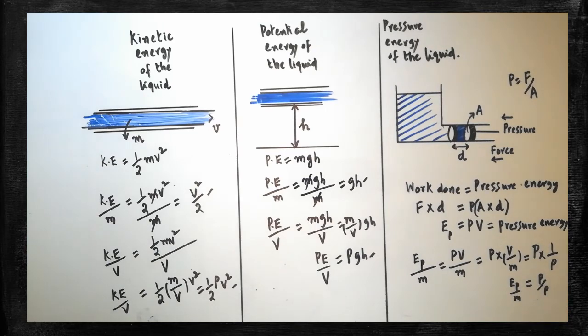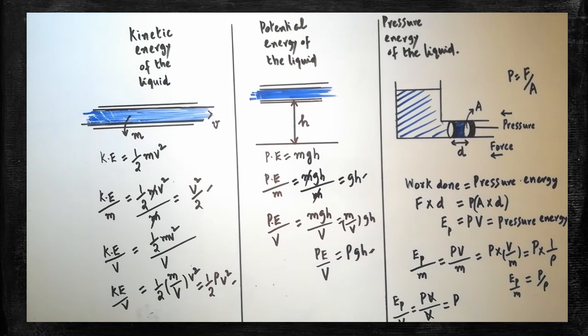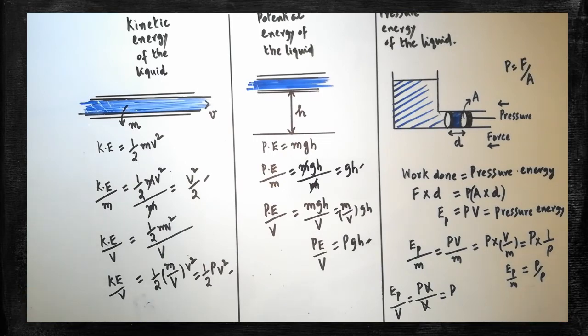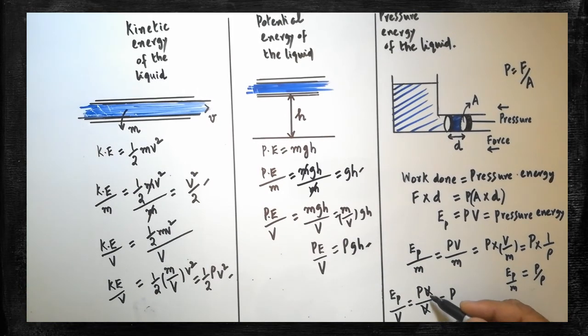Now we have to calculate one more factor: pressure energy per unit volume. How to calculate? Capital V must be written. The expression is P into V divided by V. Now V can be cancelled, and finally we get P. So this is the expression that gives you pressure energy per unit volume.